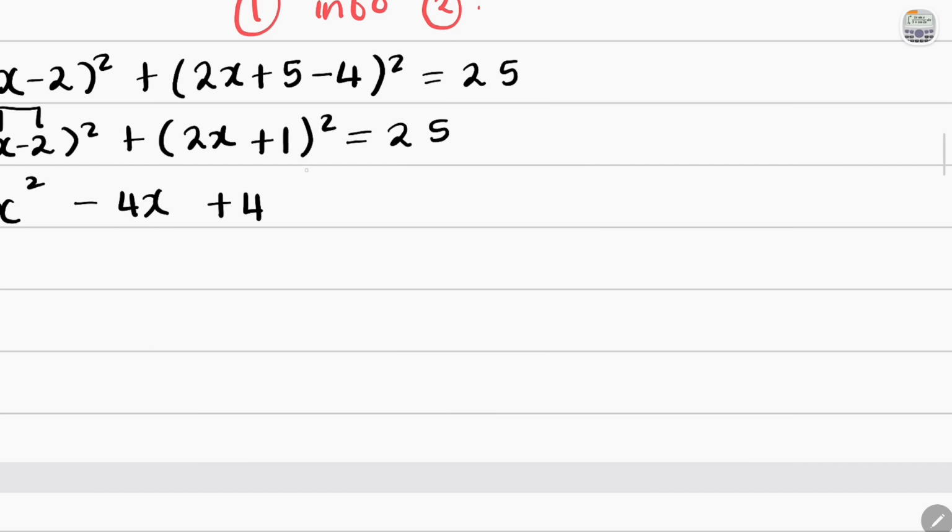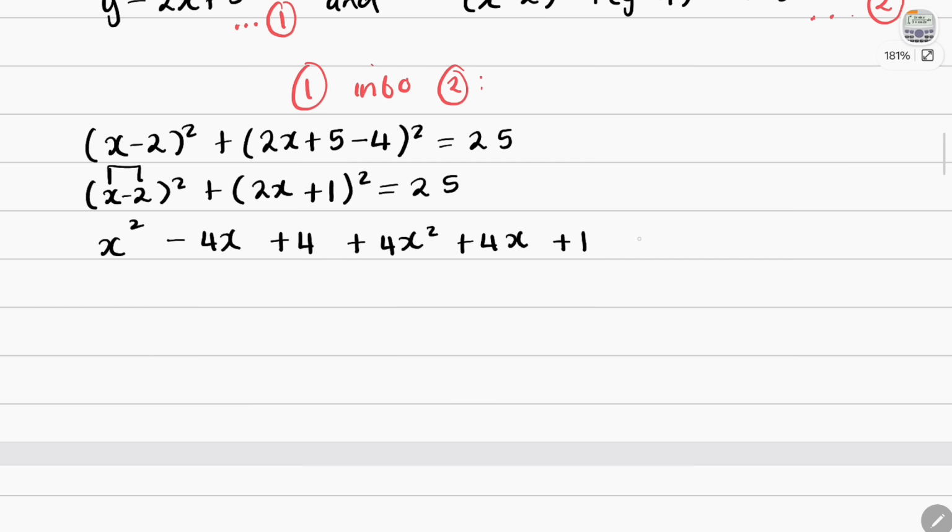Then the next part. First term, square it, that gives you positive 4x squared. Last term, square it, positive 1. And then first term times second term, that is 2x, then times 2 is positive 4x. So this is what we have there, equal to 25. We might as well bring that over, so minus 25 is equal to 0.